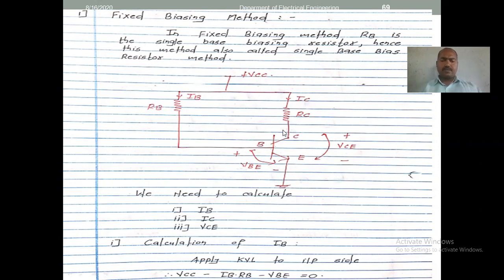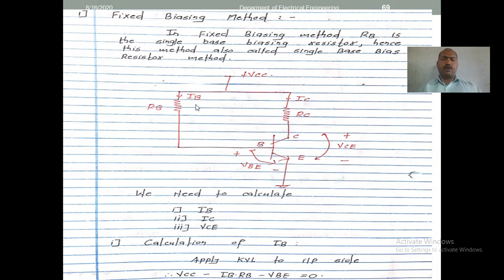One is your base current, the other is your collector current, and the third is your VC. The calculation of these 3 things is nothing but the analysis of the fixed biasing method. IB requires the input side, to calculate VC we require the output side, and IC requires one of the relationships. To calculate the base current, it is on the side of input. This is called the input side. This is called the output side.